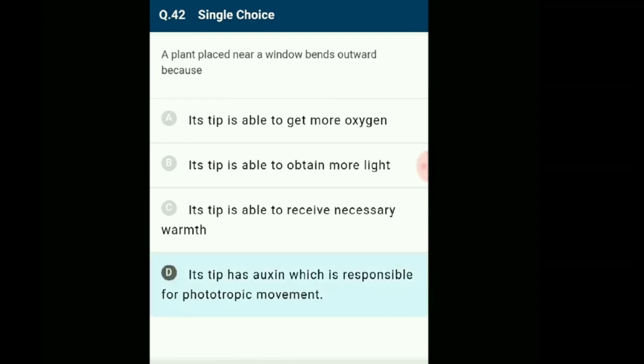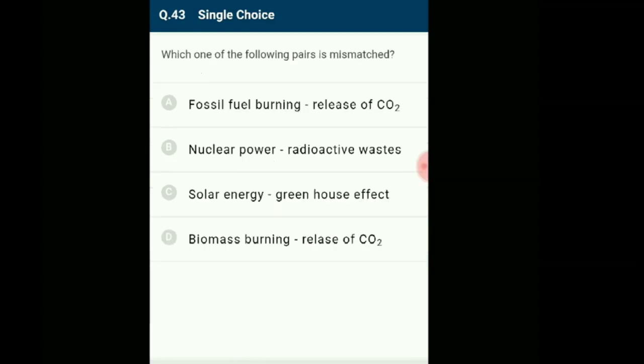So the answer is option D. Its tip has auxin, which is responsible for phototropic movements. Question number 43. Which one of the following pairs is mismatched?